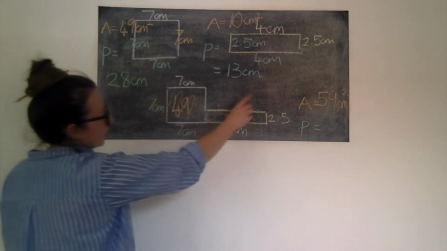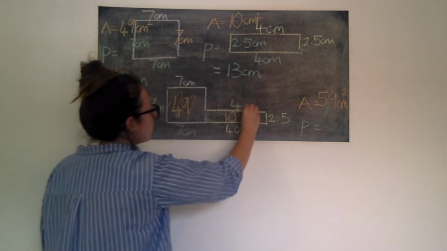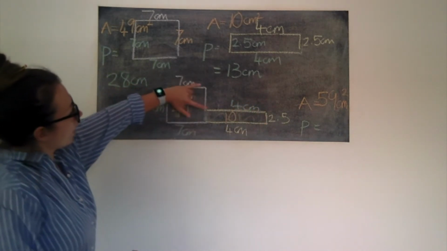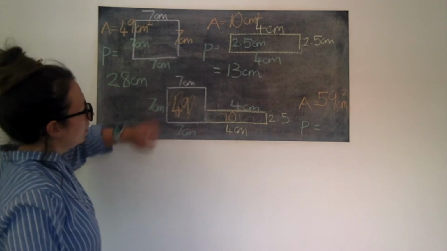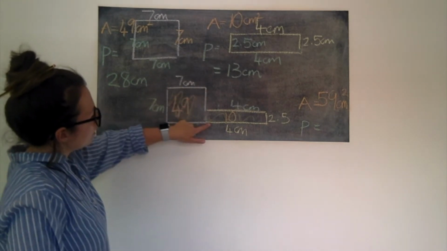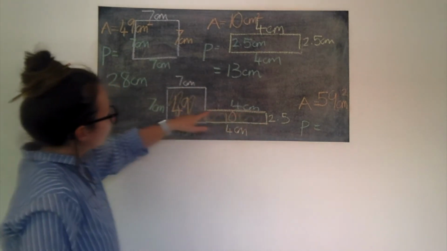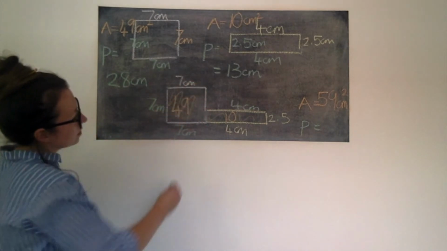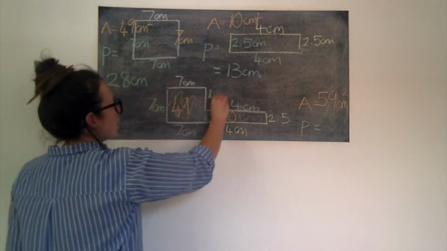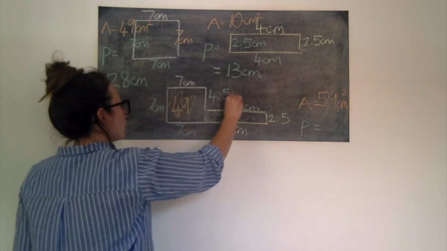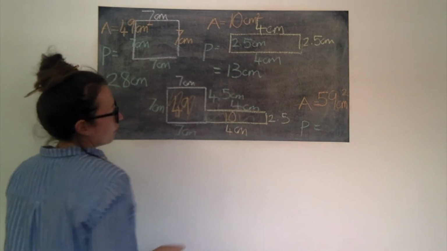The other side of my rectangle, so this is 4 centimetres. And now we need to work out what this missing length is here. So from here to here is 7, but we've taken away the 2.5, so what's left is 4.5 centimetres. So we've done 7, subtract 2.5.